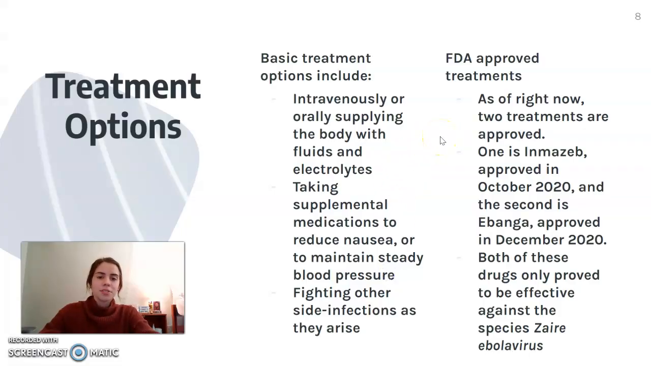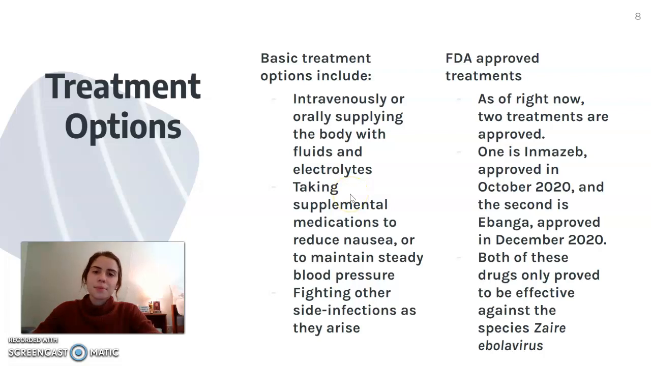So some treatment options include, during that first part of the incubation period, when symptoms are more dramatic, flu-like symptoms, intravenously or orally supplying the body with fluids and electrolytes, and taking supplemental medications to reduce nausea or maintain steady blood pressure is more common towards that second part of the incubation period. And other infections may arise, and those are fought as they come.